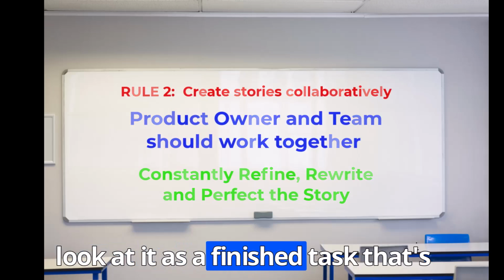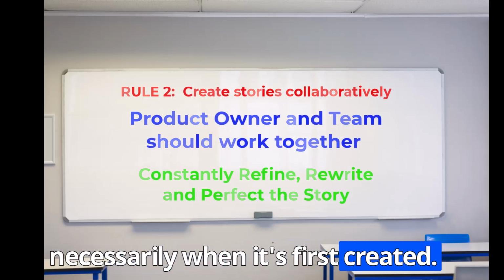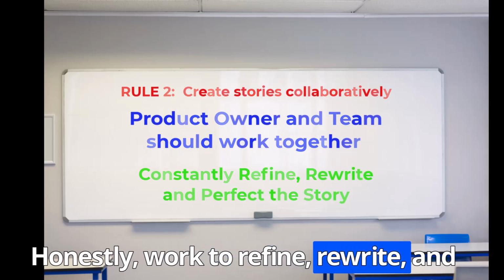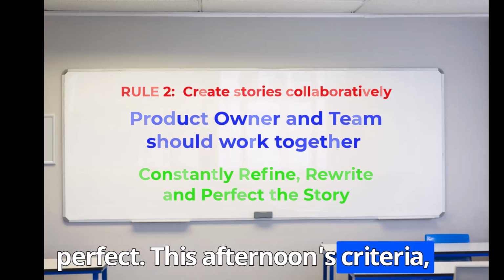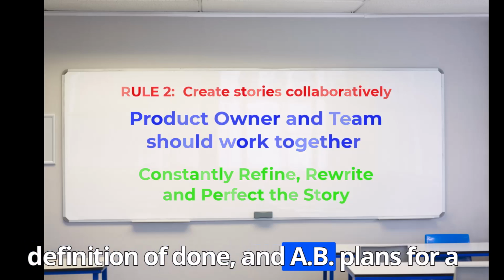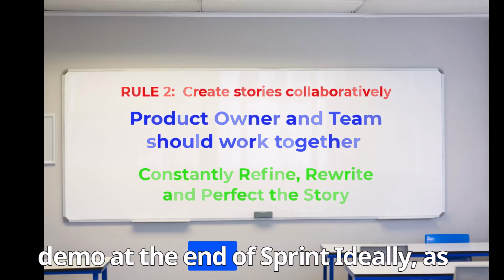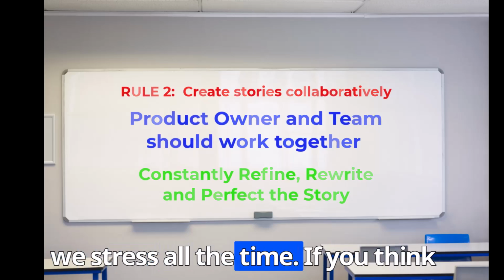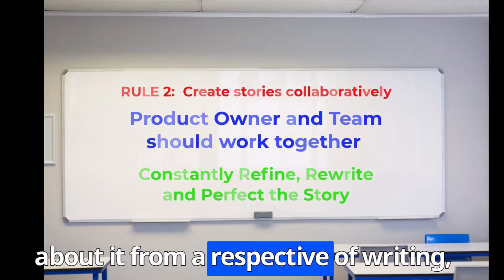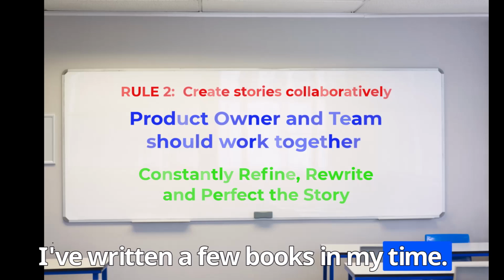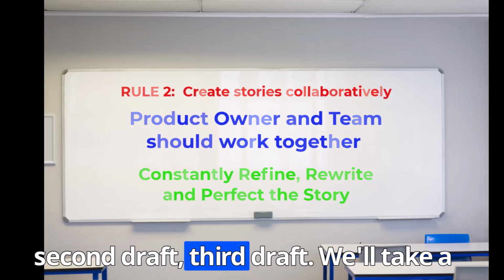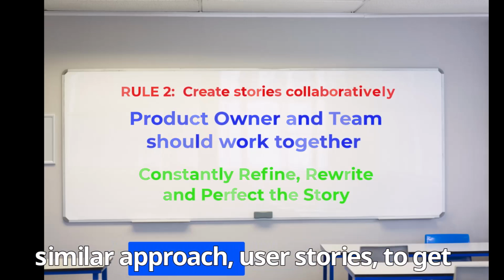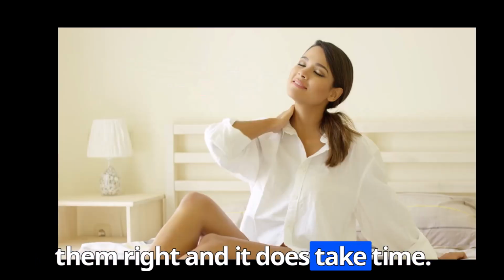Don't look at it as a finished task necessarily when it's first created. Constantly work to refine, rewrite, and perfect the story to where it gets perfect acceptance criteria, definition of done, and maybe plans for a demo at the end of the sprint, ideally, which we stress all the time. If you think about it from the perspective of writing, like I've written a few books in my time, you're never really done. You've written maybe the first draft, second draft, third draft. We'll take a similar approach with user stories to get them right, and it does take time.